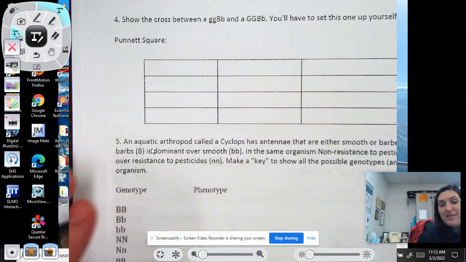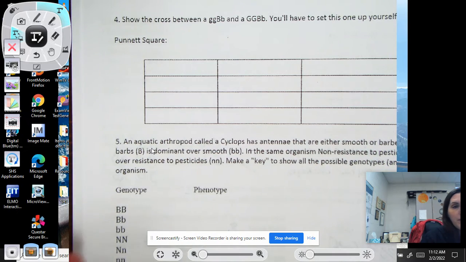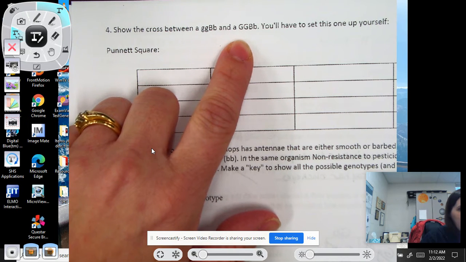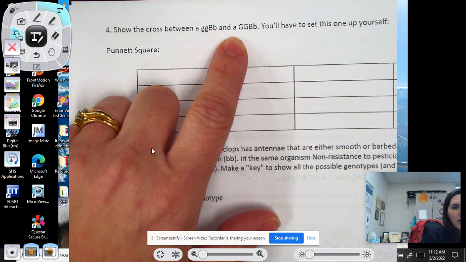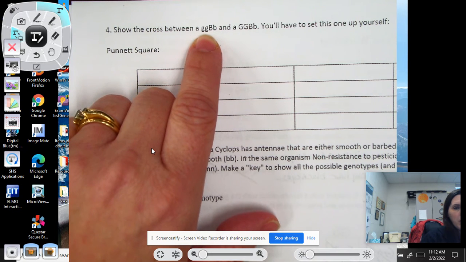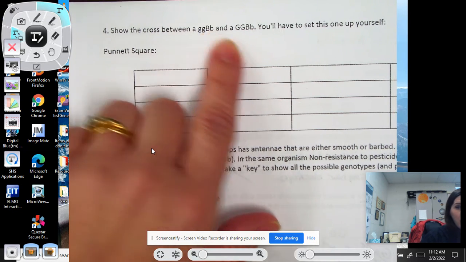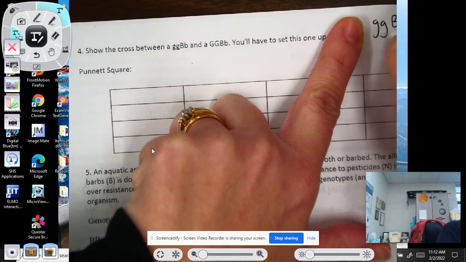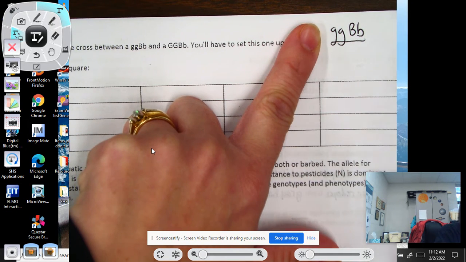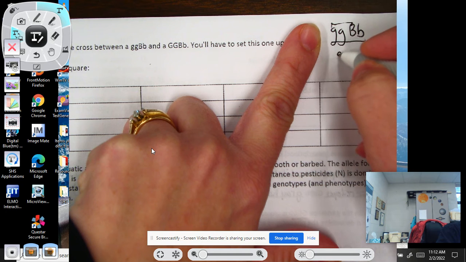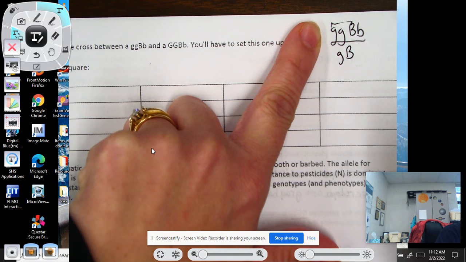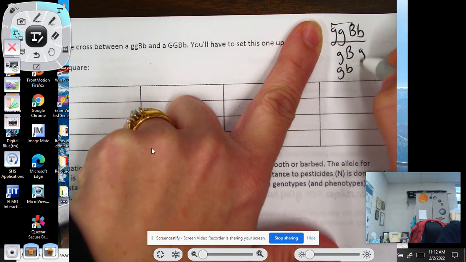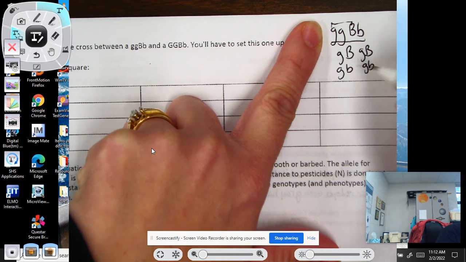Okay, this one, you need to set the gametes up yourself. I'm going to do a cross between these two, and you have to set it up yourself. So I'm going to give you a second and see what letters we're going to put here. And are you going to do the FOIL method? So I'm going to write up here. I'm going to do first, outside, inside, and last. And yes, they repeat themselves.